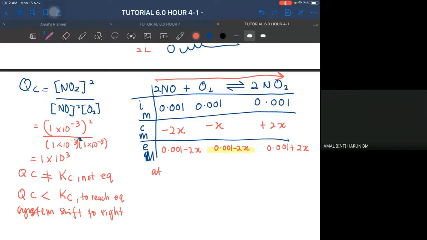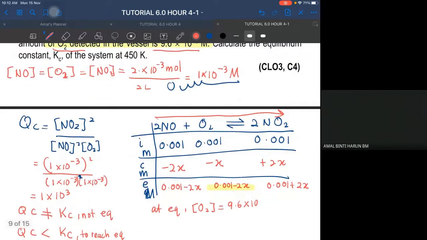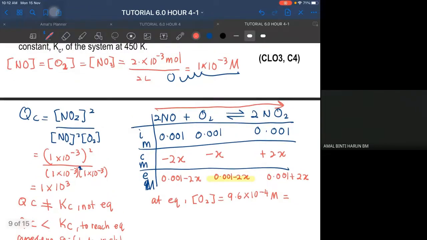So, at equilibrium, concentration oxygen is 9.6 exponent berapa tadi? Negative 4 molar. So, dia sama dengan siapa? Dengan ni. (0.001 minus 2x). Okay, so dari sini kita dapat value x.